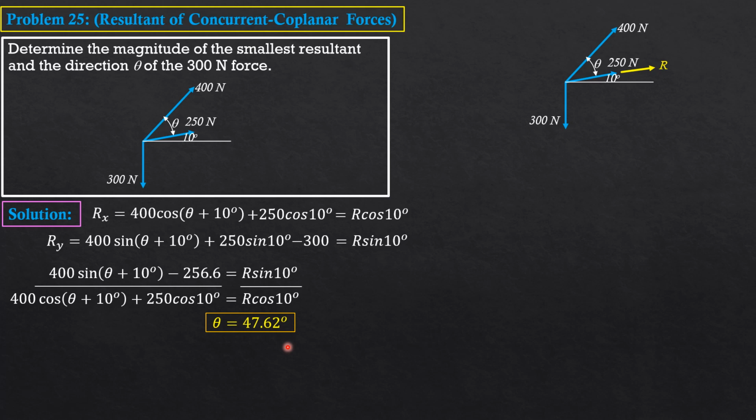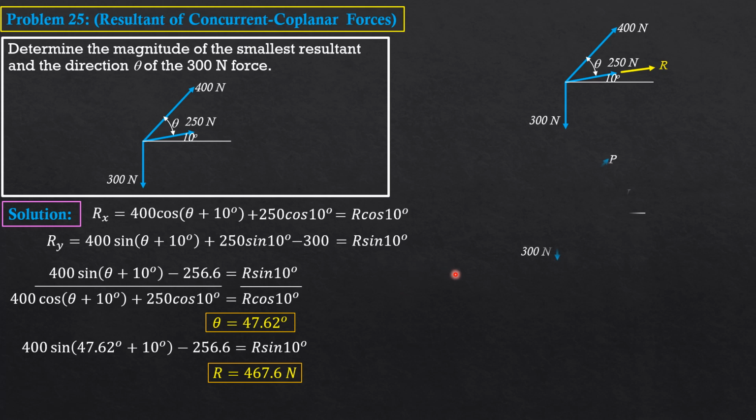Then for the magnitude of the resultant, we substitute it into this equation here: 400 sine of quantity 47.62 degrees plus 10 degrees minus 256.6 equals R sine of 10 degrees. From there, we can solve for R. R is equal to 467.6 newtons.